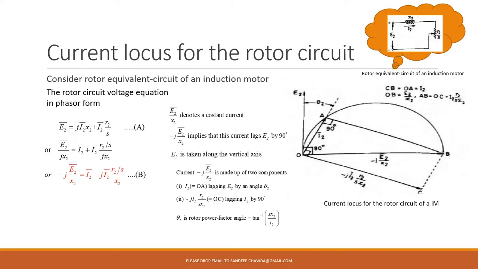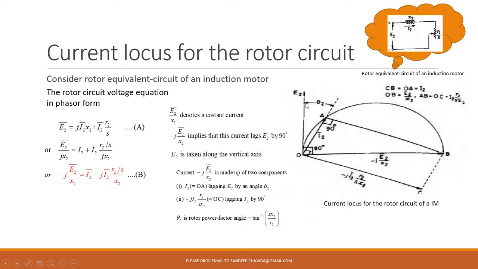So we started with the circle diagram by understanding the locus of the current. For understanding, we considered the rotor equivalent circuit, and then we determined the expression for its EMF. Then this EMF is rewritten in this form, which basically indicates that it is a current, and this current has two components. To obtain the rotor locus for the rotor circuit, we took E2 as a reference. From E2 we have drawn I2, which is given by OA, and it will be lagging E2 by theta 2 degrees.